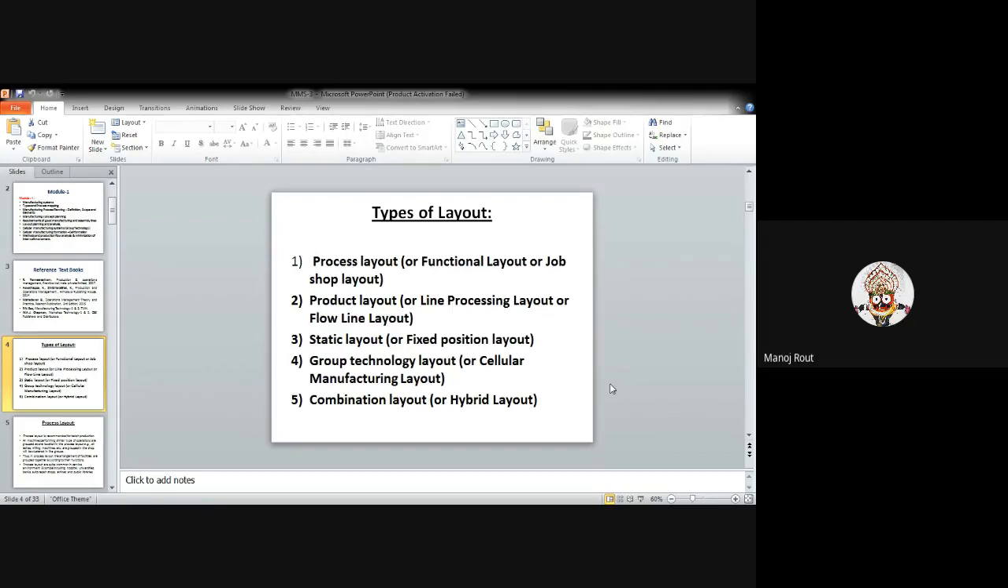The third one is static or fixed position layout. The fourth one is group technology layout, or you can say cellular manufacturing. The last one is combination layout or hybrid layout. So we will go through the first one.